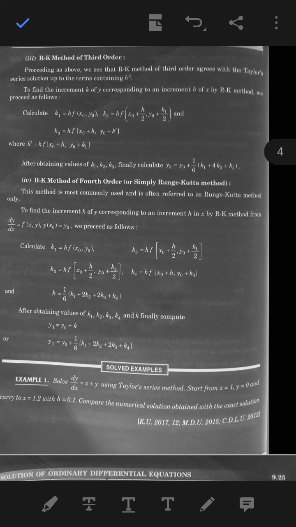Now next comes Runge-Kutta method of third order. So we will discuss this method here. Again, as we have proceeded earlier, we see that Runge-Kutta method of third order agrees with the Taylor series solution up to the terms containing h cube. So from the earlier two articles discussed, that is Runge-Kutta method of first order and second order, we can say this Runge-Kutta method of third order agrees with the Taylor series solution up to the terms containing h cube.